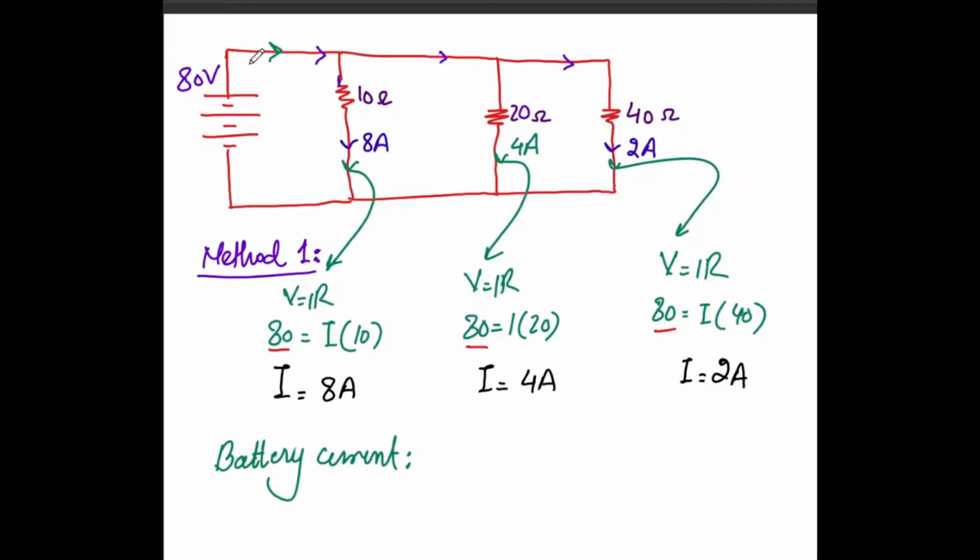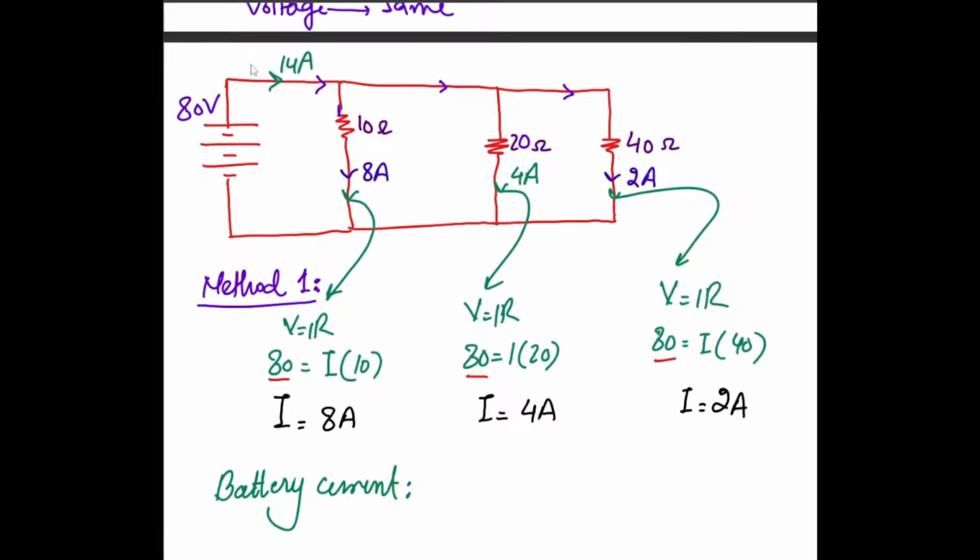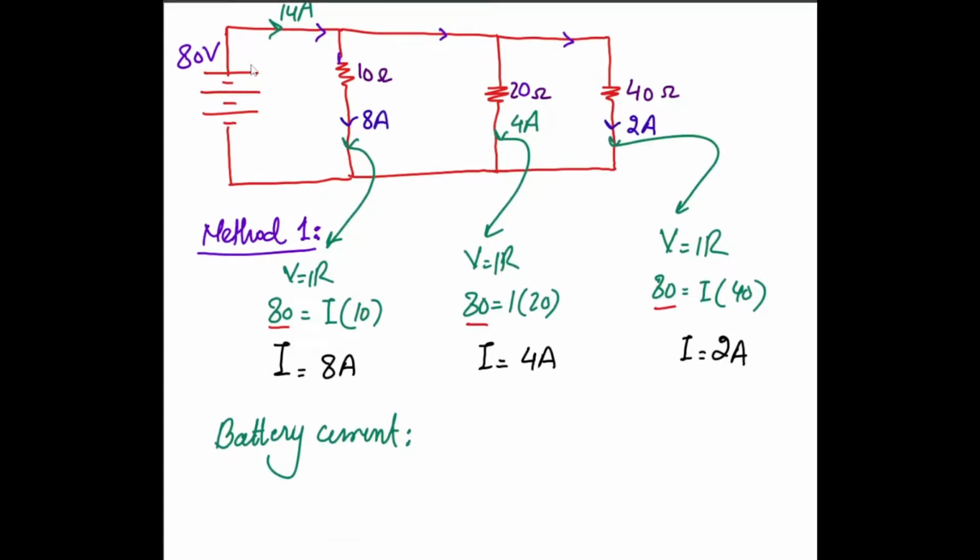Mind you again, the battery sent in 14 amperes of current in total, and each electron had 80 volts of energy to spare. Then they divided themselves according to the resistances of the branches, and of course crossed the boundary with the resistor. So the total current generated by the battery in this case would be 8 plus 4 plus 2. So that would be 14 amperes.